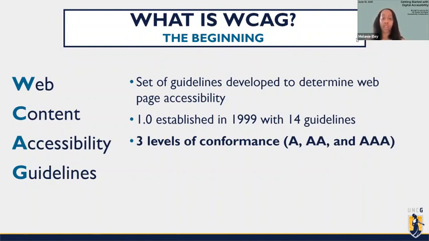As I said, WCAG has been around for quite some time. The first version came out in 1999. And initially there were 14 guidelines of accessible design. And those guidelines focused pretty heavily on the techniques for accomplishing accessibility within web content. And it also established the 3 levels of conformance, which we see as single A, double A, and triple A. And we still actually use these conformance levels in the current version of WCAG.